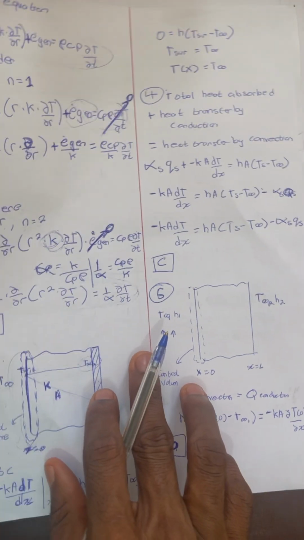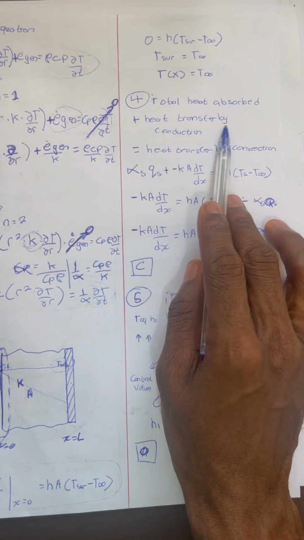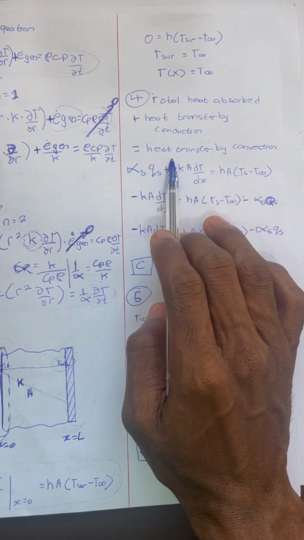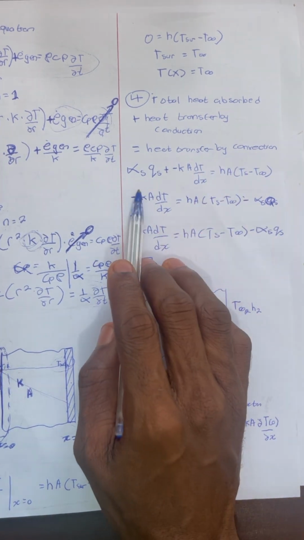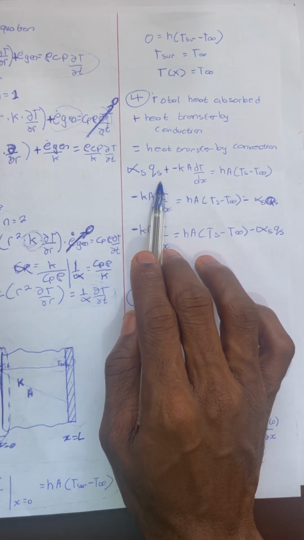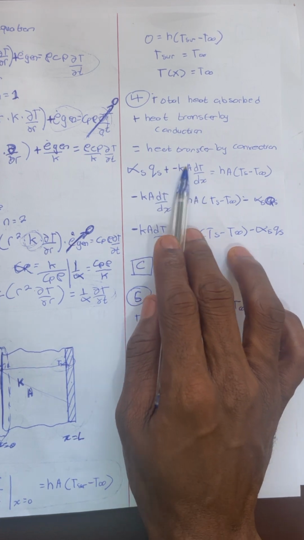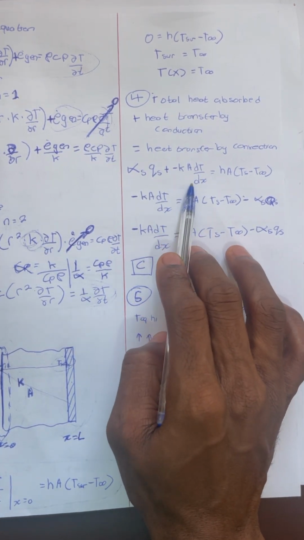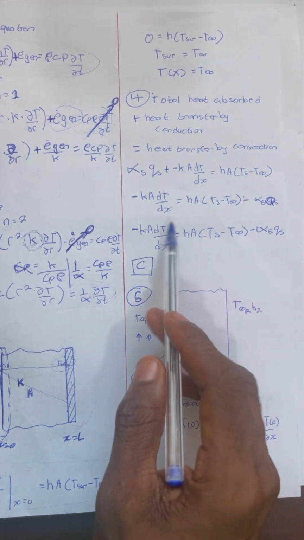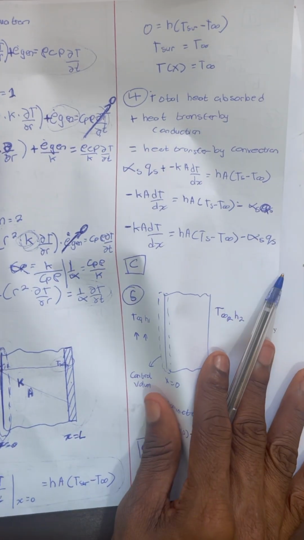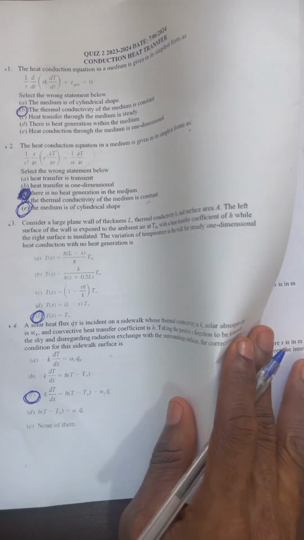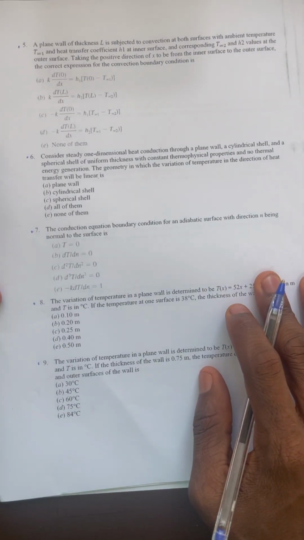So in this question, total heat absorbed plus heat transfer by conduction is equal to heat transfer by convection. So you put heat absorbed, that's the absorptivity multiplied by the heat flux, plus heat transferred by conduction, which is equal to heat transferred by convection. So this is the equation that you get. So looking at the options, the best solution is C. So the answer is C. So let's move to question 5.